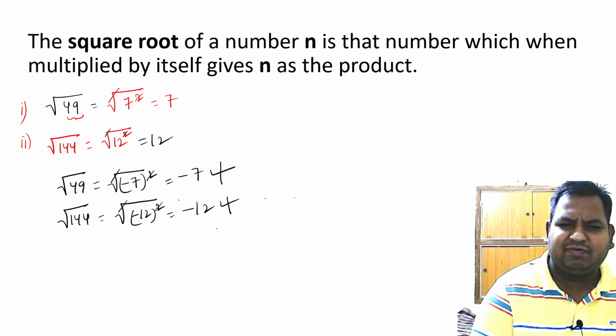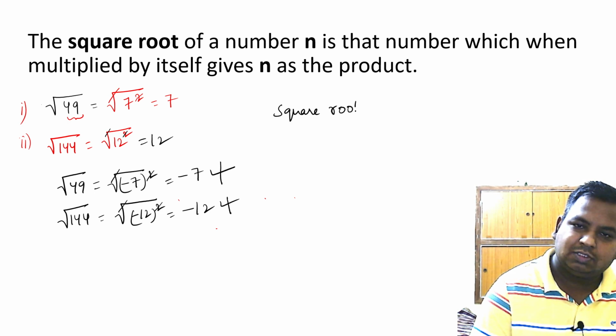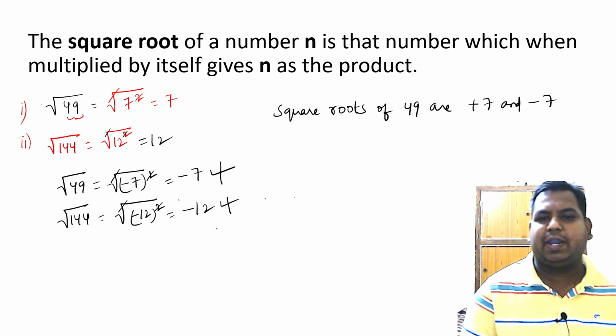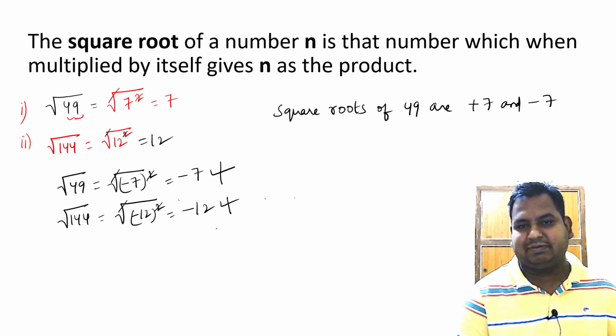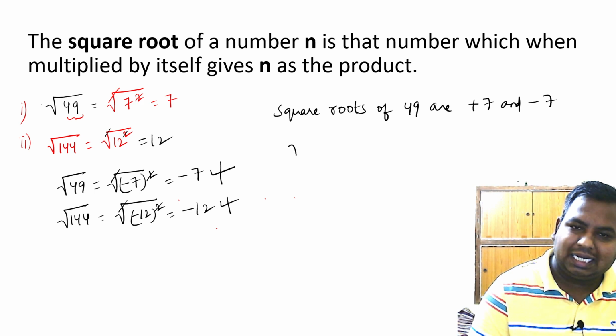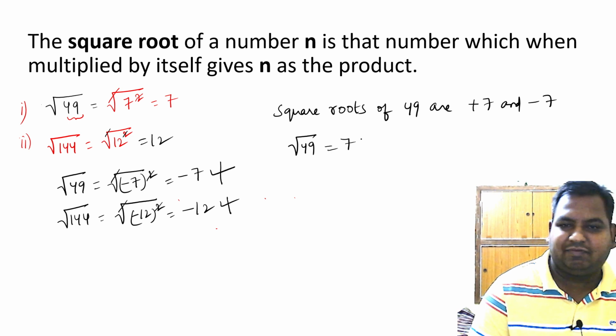If someone asks you, what are the square roots of 49? The answer is, the square roots of 49 are plus 7 and minus 7. But if someone asks you, what is under root 49? Then we should say only plus 7.